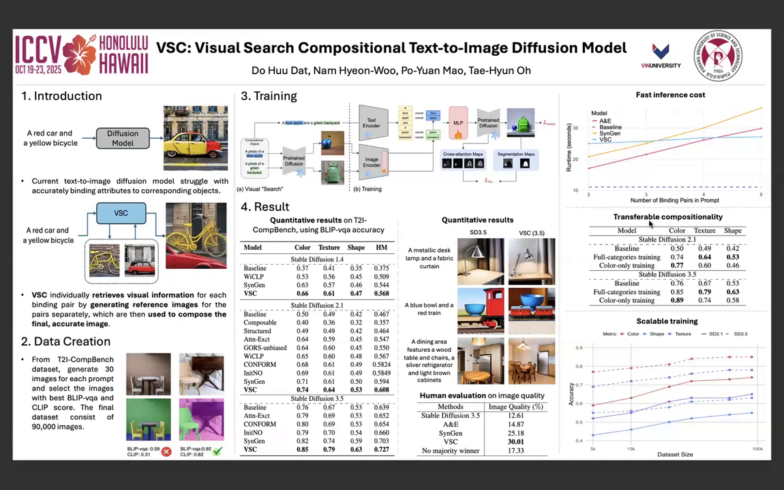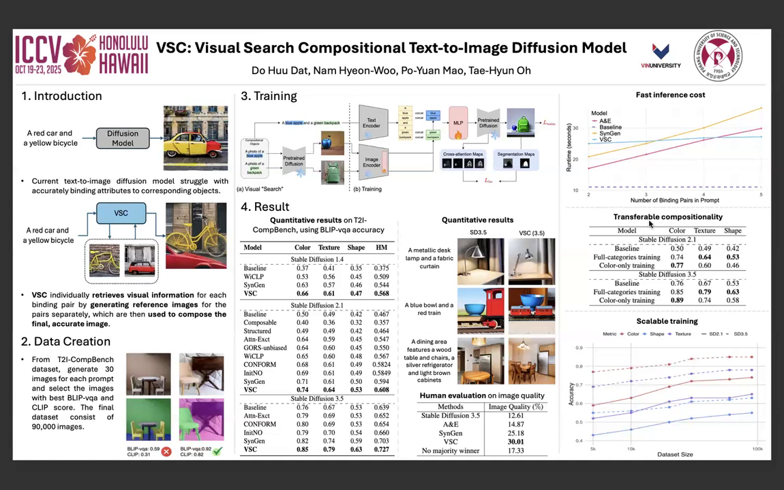we see transferable compositionality: when we only train VSC on the color-only image dataset, we see improvement in other categories such as texture and shape. So this implies that VSC can also generate better binding images on other categories beyond the one it was trained on.